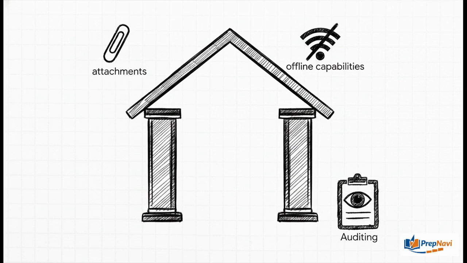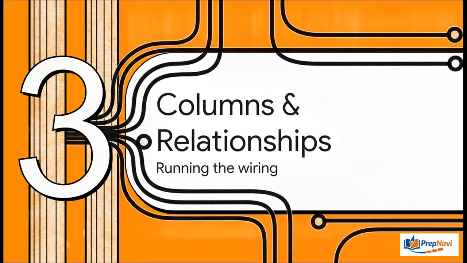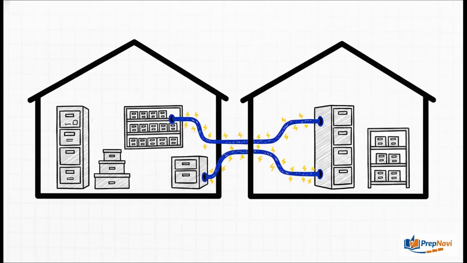Section 3, columns and relationships, running the wiring. Okay, once the rooms are framed, we've got to run the wiring to make sure everything connects. The study guide specifically requires you to know how to create standard columns, modify existing columns, and seamlessly map and configure table relationships. If standard tables are the rooms, columns are the specific pieces of furniture inside them holding your data. And the relationships? Well, that's the electrical wiring running through the walls.